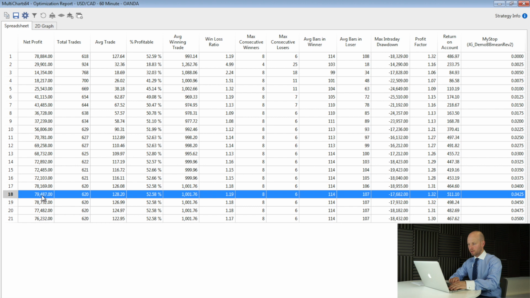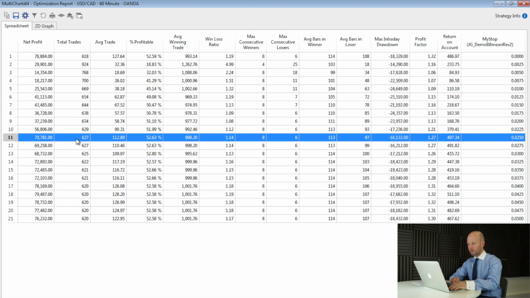We do actually slightly improve with 79,000 using a 425 pip stop loss. That is a very large stop loss. For me, I would rather choose something around about 250 pips because we have still got 70,000 and we've still got $112 average trade. We've got less max intraday drawdown too. So let's use 250 pips for the stop loss and see how that's affected the performance report.